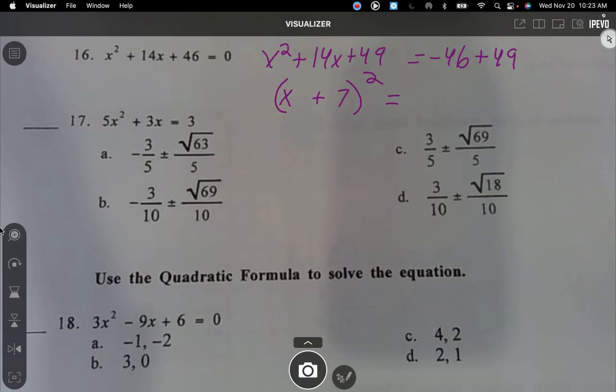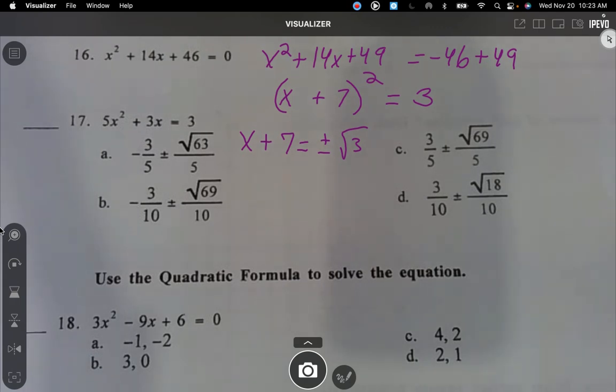Now, what is negative 46 plus 49? 3. Okay? Sorry, I was looking at these answer choices, which are not right. Okay, everybody okay with this so far? Now what do I do? Square root both sides. So I get x plus 7 equals plus or minus the square root of 3.